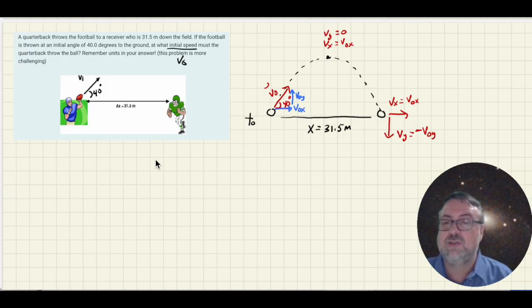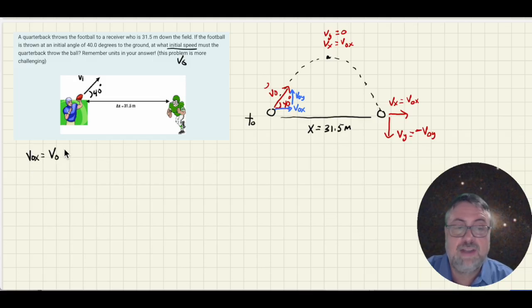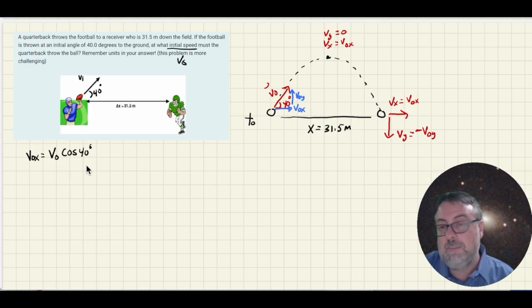Now, first off, let's talk about v naught x and v naught y. I can write equations for those. I know the x involves the cosine of the 40 degrees, and I know the y velocity will involve the sine of the 40. So the first thing I'm going to note is that v naught x must be equal to v naught, whatever it is, times the cosine of 40 degrees. That's going to just be a number. That's a decimal, but I know this number.